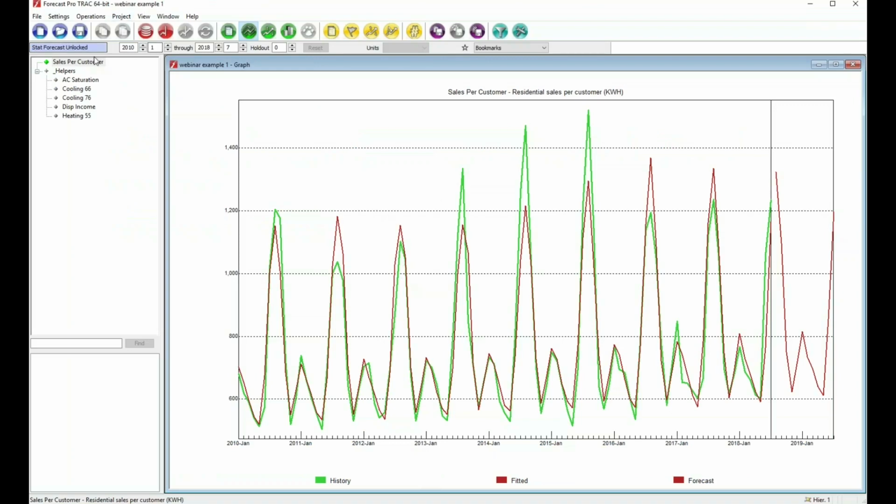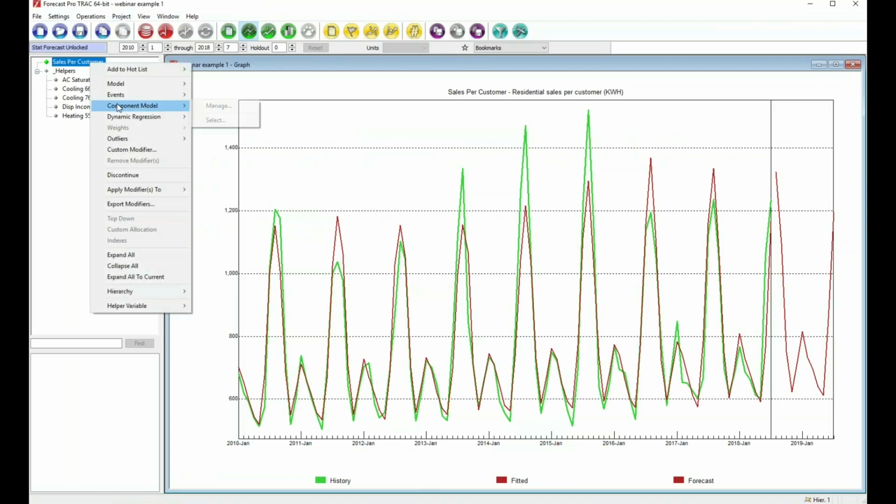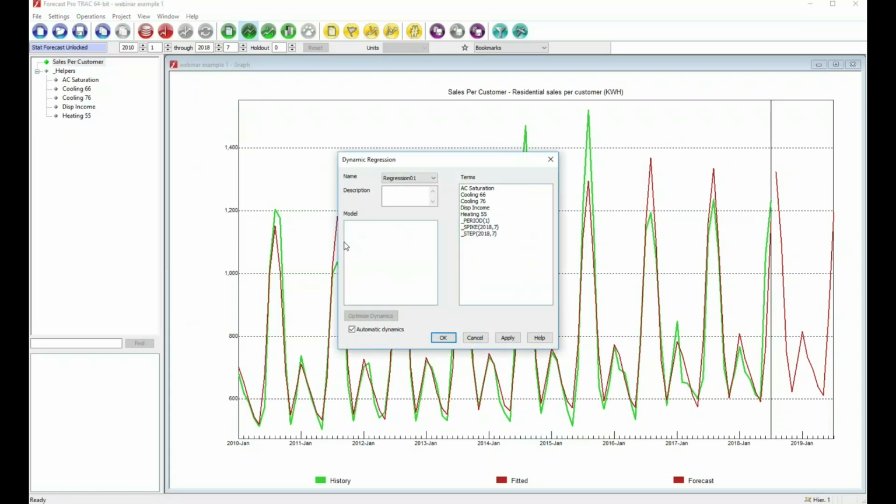So what I'm going to do is to go into regression, and I'm going to pull up this dialog box. The way that it's implemented in Forecast Pro is that we have the terms that are available to include in the model here on the right-hand side, and in this box, we'll list the ones we want to include. Regression is available in a lot of other software packages in a very limited fashion. It's available in Excel, but not as dynamic regression. It's available in SAS and SPSS and eViews and a lot of other econometric software packages.